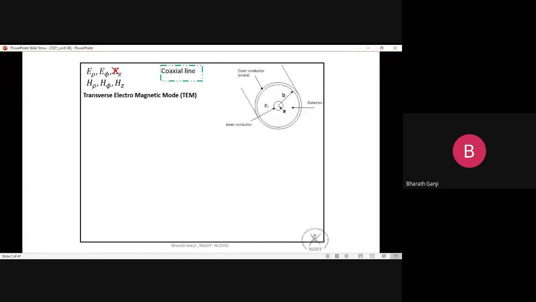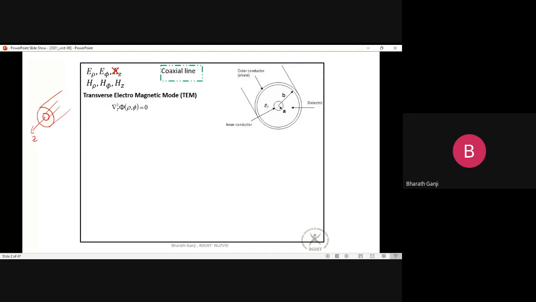Right. So I had to do this correction. Because we are dealing with a guiding structure which is circularly symmetric, it's always better to deal with a coordinate system which is also circularly symmetric, that is the cylindrical coordinate system. So your coaxial line is something like this, your center conductor and your outer conductor like this. If I take this as the z-axis, I'm assuming the wave is propagating along the z-direction in the coaxial cable.